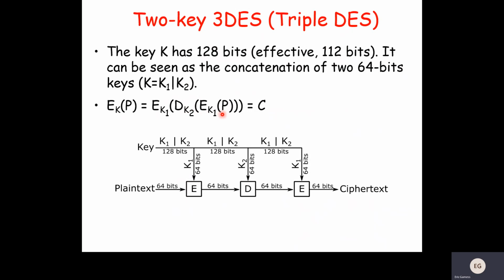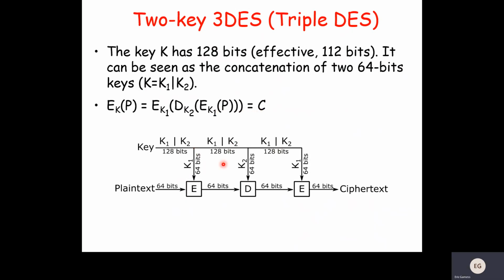And we will take the result and we will encrypt it again with this key. And this will give us a result of 64 bits. That will be the result of encrypting this plain text with triple DES with 2 keys.